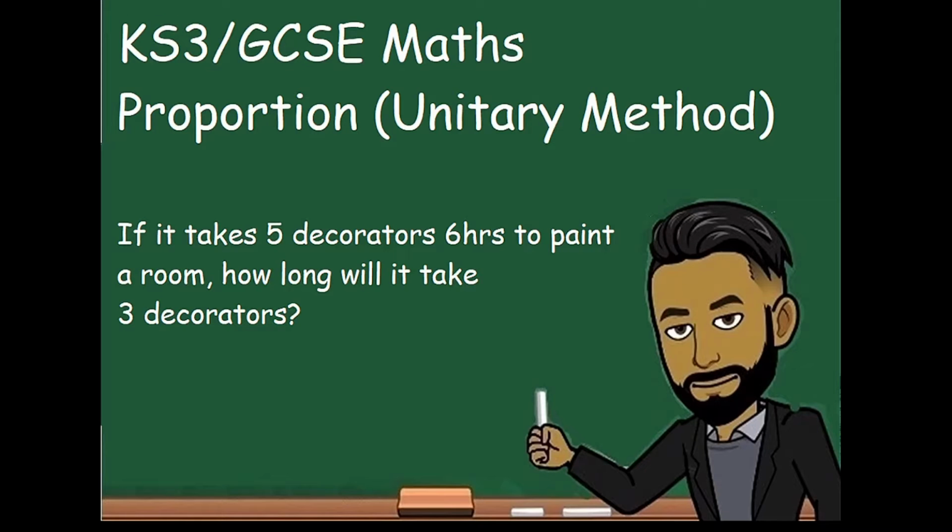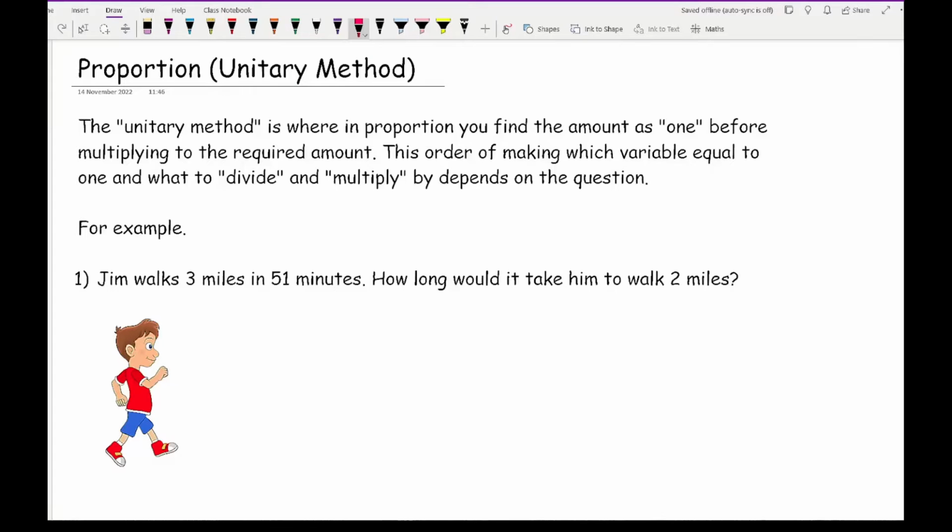So welcome everybody to this latest video on 162 Math, and in this video we'll be going over proportion using the unitary method. Now the unitary method is where in proportion you find the amount as 1 before multiplying to the required amount. So this order of making which variable equal to 1 and what to divide and multiply really does depend on the question.